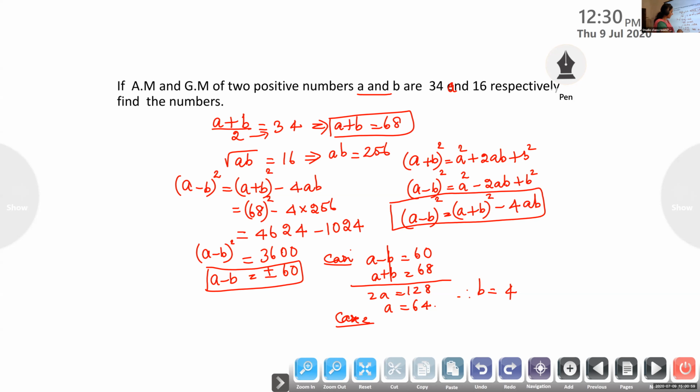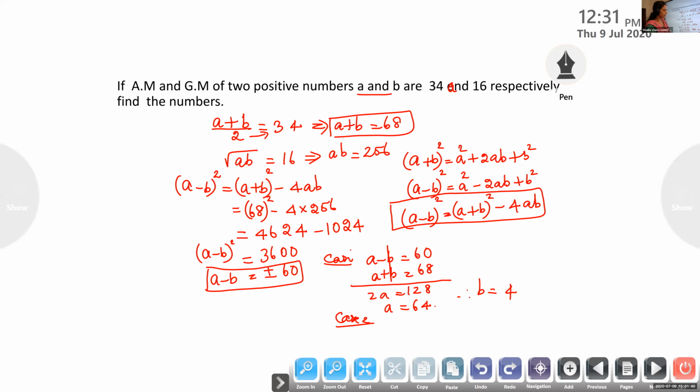After finding (a minus b) the whole square, we are taking the square root on both sides. So we are getting a minus b is plus or minus 60. Here we are getting two values for a minus b, either plus 60 or minus 60. In case 1, we are taking a minus b equal to positive 60, and already we have a plus b is 68. On solving this, we get a is 64 and b is 4.